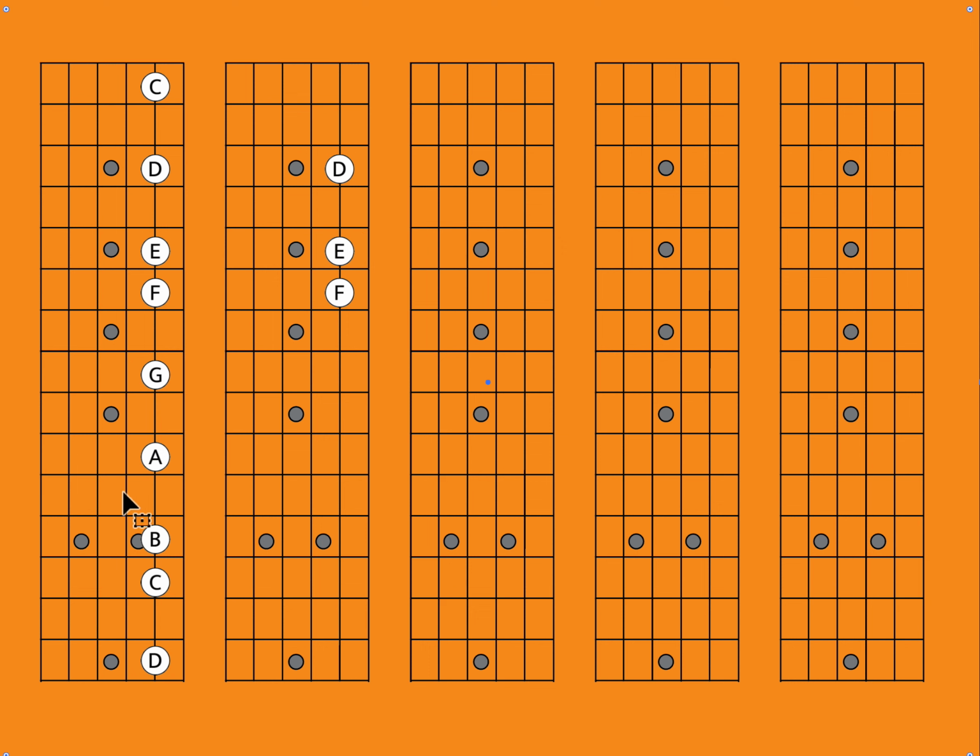So similar to D, now we have A, which has the same pattern of whole step, half step. So off the 2 or D or A or the 6th of the scale, we have this whole step, half step pattern. So that leaves us with one more pattern, and that's the half step, whole step pattern.